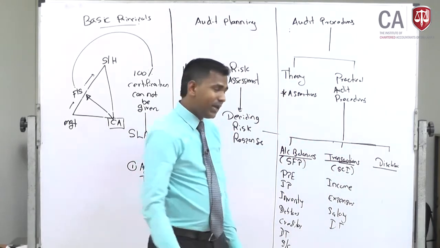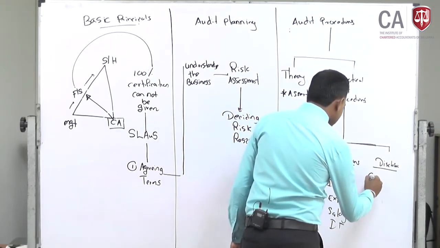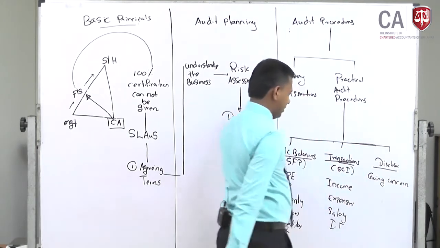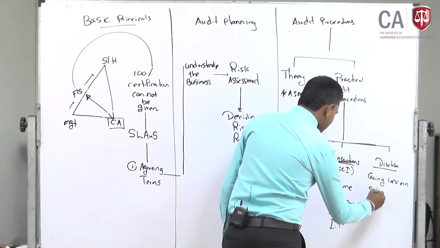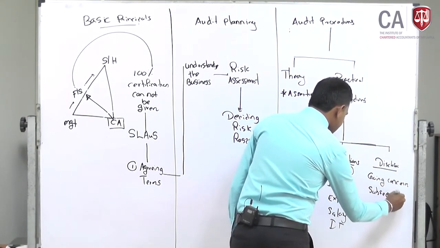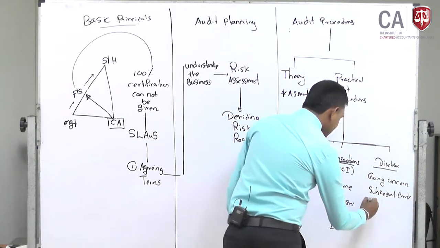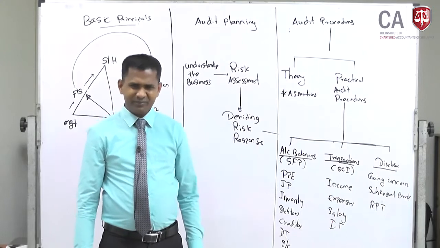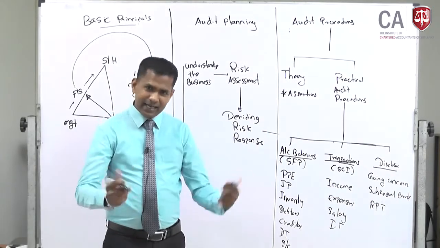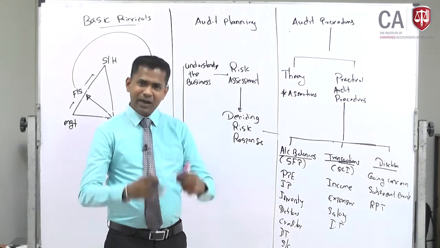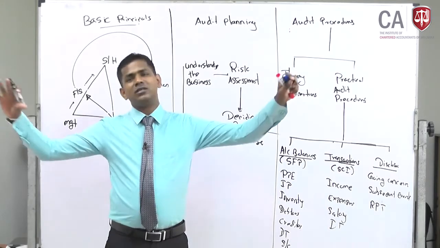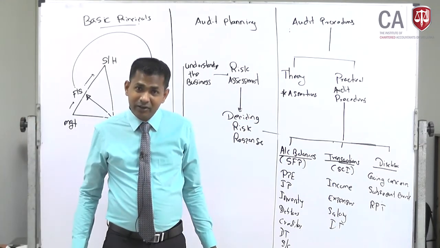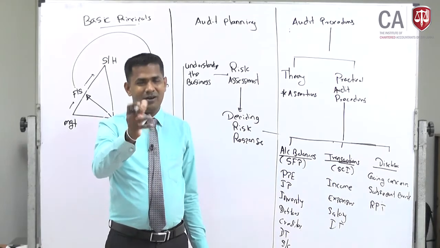In this disclosure, mainly you can have these disclosures. Going concern, you see, going concern is a disclosure, and subsequent event is a disclosure, right? Related party transactions is a disclosure. Capital commitment, contingent liabilities, depreciation rate, fair value hierarchy. Likewise, there are many disclosures in the financial statements, and auditors are not going to check everything, but auditors are going to check important or material things.